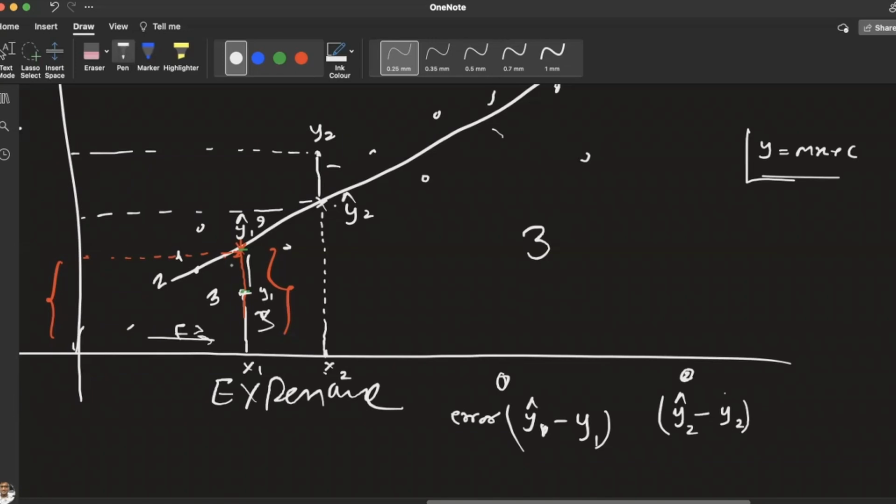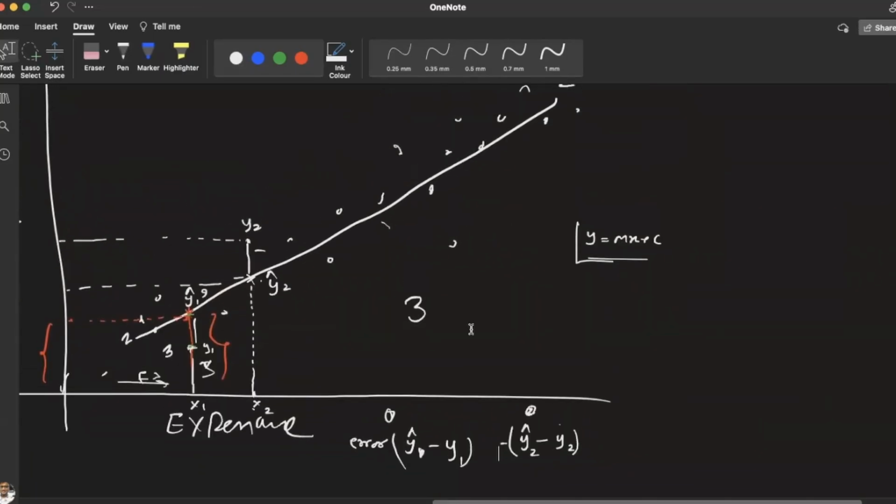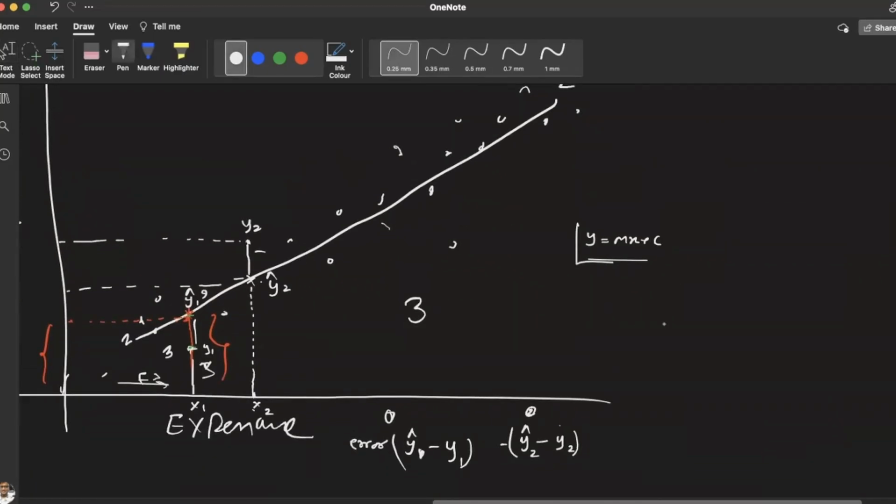If you see here, which one will be negative? Now, the second one, right? The second one will be negative. So what happens if I want to calculate the whole error of the model? I will simply calculate for each point and add up together, right? So we'll simply take the summation of i equals 0 to n of y hat i minus yi. Oh, not hat.